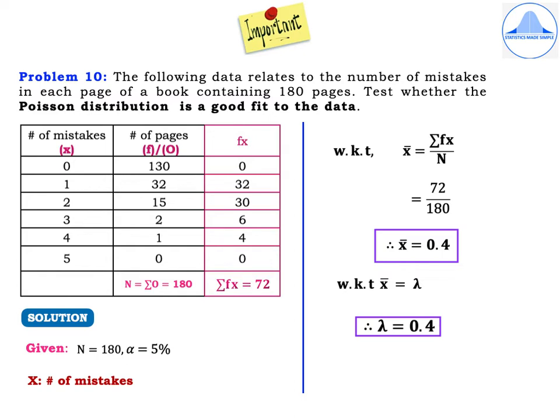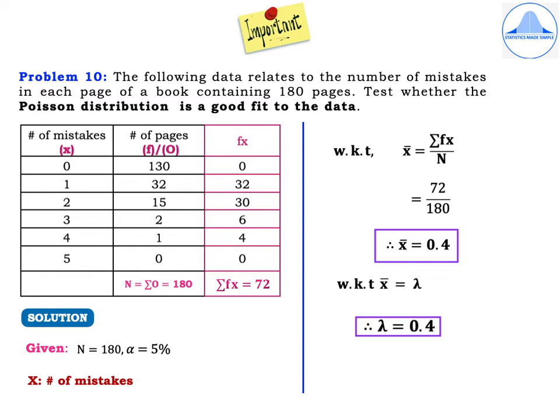Then define capital X as number of mistakes. So to fit a Poisson distribution, we need the parameter lambda. Lambda is not given to us in the problem, and hence we need to find out the mean of the given problem. For that, form the third column in the table, which I have highlighted in pink color. So we need to find out fx. So the values are 0, 32, 30, 6, 4 and 0. And we get summation fx equal to 72.